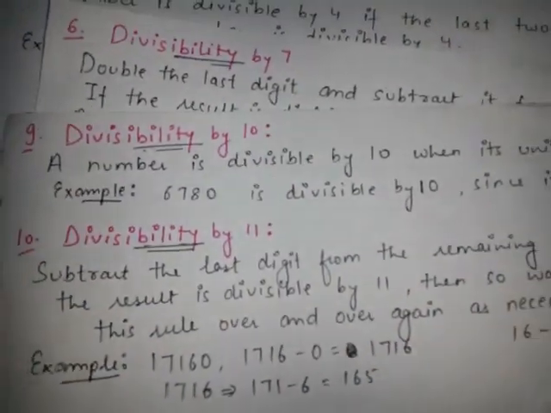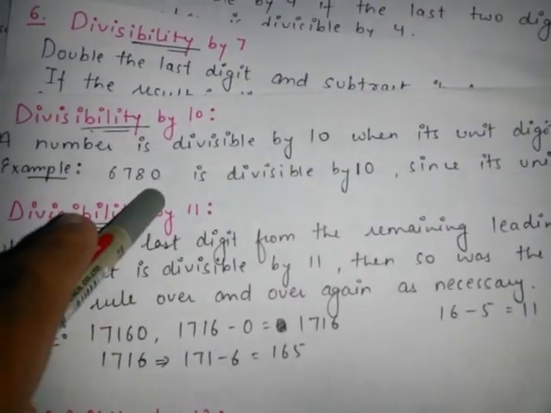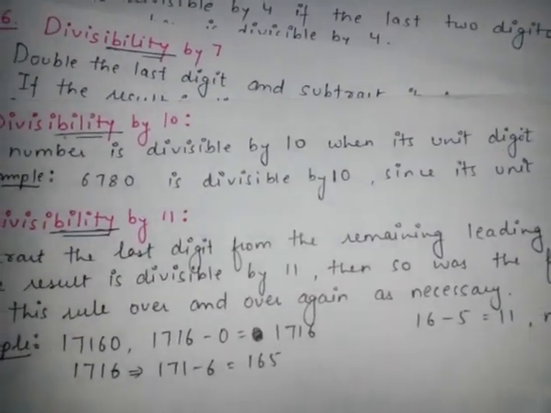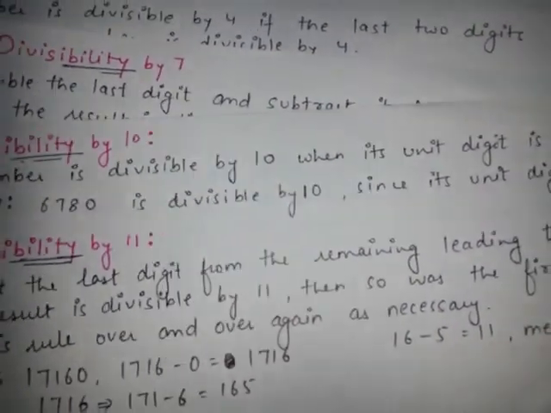Let's come to another case, which is divisibility by 10. For this, it's a simple case. You have to check only whether the last digit of the number is 0 or not. If it is 0, then the number is divisible by 10. If it is not, then the number is not.